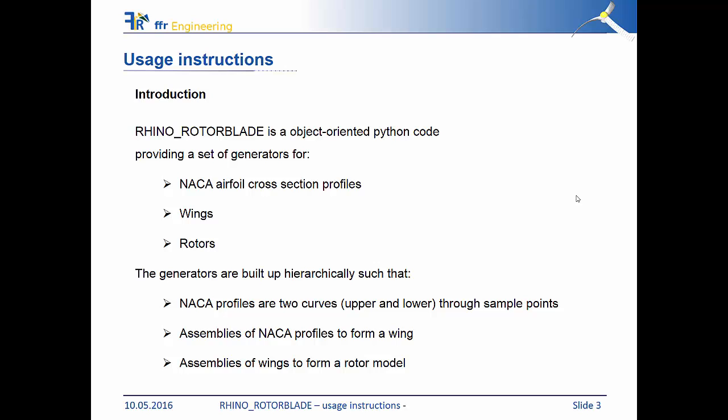This is built up hierarchically, so that NACA profiles basically consist of two curves, an upper and a lower curve, and they themselves are built from sample points. That's the standard way to build the NACA profiles. Then those cross sections, or airfoil cross sections, can be assembled to form a wing model. This is the wing generator. And then there's a third generator, the rotor generator, to take those wings and bring them together in the form of a rotor, including also a hub.